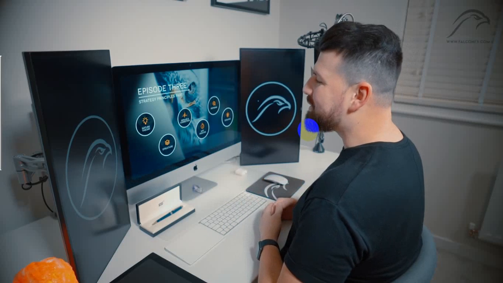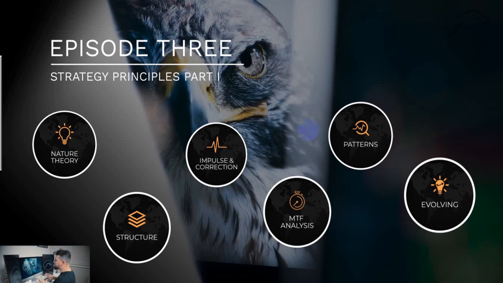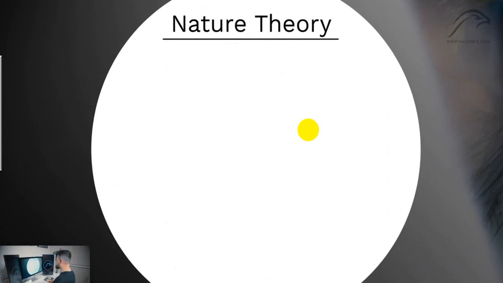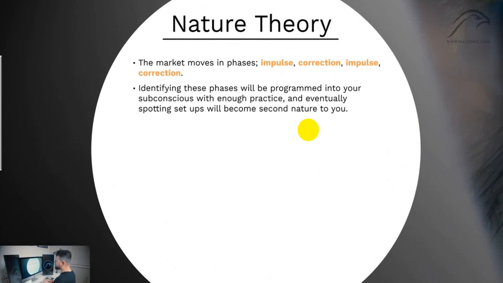Right guys and girls, let's get into episode 3. As I've said, we've broken this down into 3 parts and each part builds on the other. Let's start with the very first, nature theory. Nature theory is so important when understanding how the market moves. The market moves in phases. We have impulse, correction, impulse, correction. This is how the market is moving.